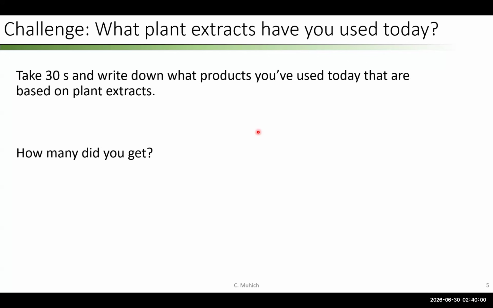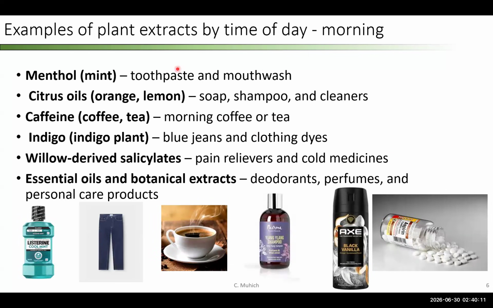All right. Now that you've done that, let's go through some examples of things that you might have used either today or yesterday. We'll do this by time of day. Let's think about our morning routines. One of the first things that we probably did was wake up and brush our teeth using toothpaste and then mouthwash. Depending on what your preferences are, those are often flavored with menthol or mint, which is derived from mint. This gives it that nice cooling taste and flavor.